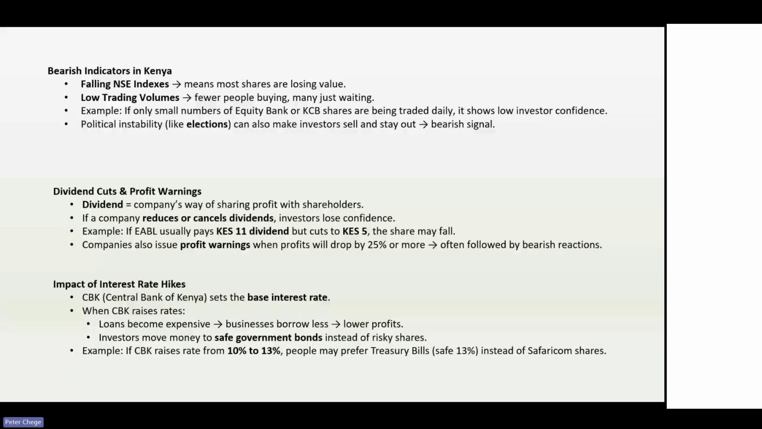Just look at the trading volumes over a period of time. If they are low, it means there are very few people who are buying, and they are waiting for prices to go down so they get in. So for a bearish market, there are mostly two indicators: a falling NSE index, if it goes down by 20% or more, and also if you experience low trading volume.